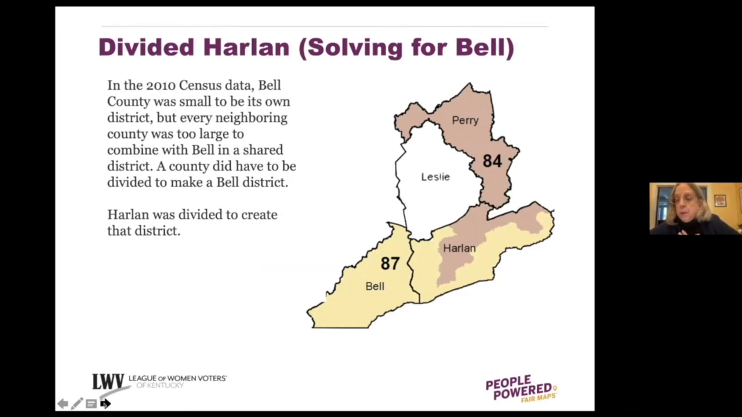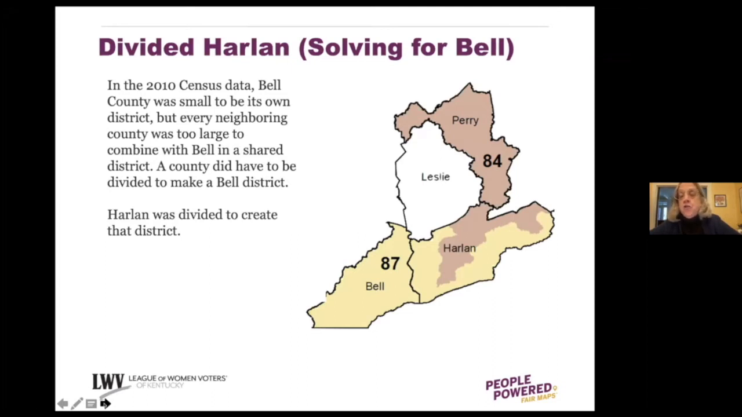Bell County caused one of these problems. Bell is a sort of medium-sized county. It's too small to be its own House district, but it's too large to be combined with any district next to it to make a district. And that's the situation where even though a county isn't over the district size, it still has to be divided.